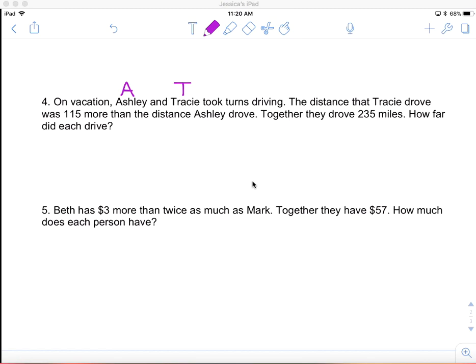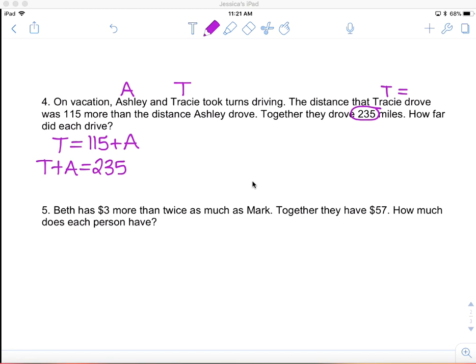The distance that Tracy drove, so T equals 115 more than what Ashley drove. So T equals 115 more than means 115 plus, than Ashley means plus Ashley, plus A. Together, they drove 235 miles. So my second equation is going to deal with their total, which means t plus a equals 235.